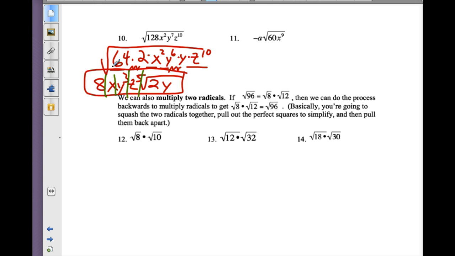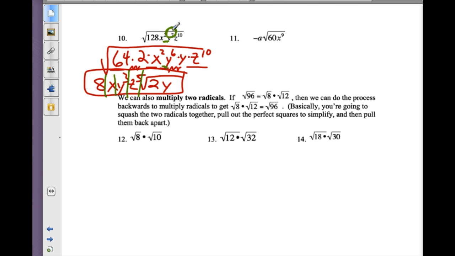Oh, and the y? No, because the y was originally to the 7th. Look at the original, not once you broke it up. Because if you did it when they broke it up, all of them would be like that because you always break them up to an even number. So don't put absolute values around your y cubed because it was not an even exponent to begin with.